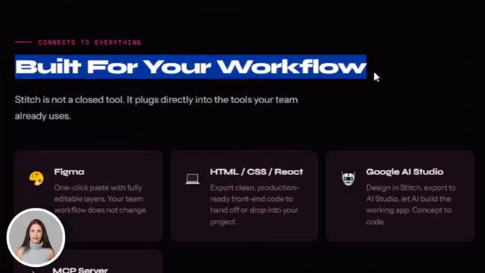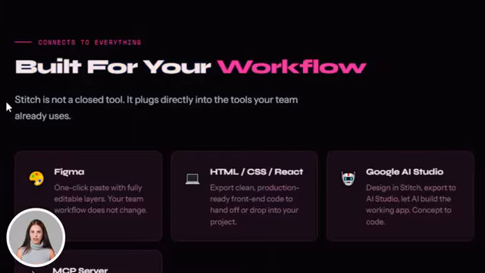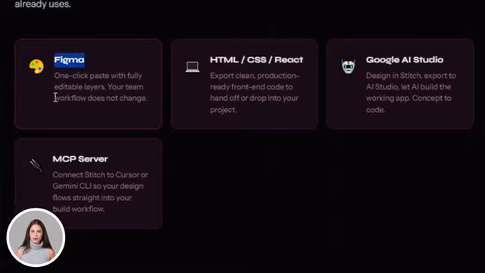Now let us talk about getting your designs out. Stitch is not a closed tool. It connects to everything. You can one-click paste your design directly to Figma with fully editable layers. So if your team already works in Figma, nothing changes. Stitch just gets you to the starting point faster. You can export clean HTML, CSS, and React code directly. Production-ready front-end code that you can hand off to a developer or drop into your own project.